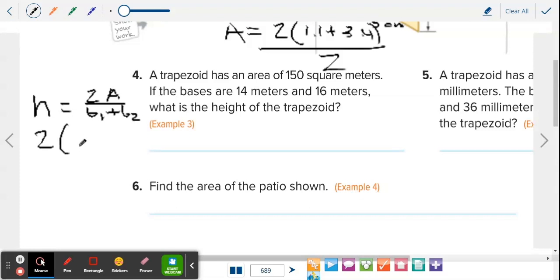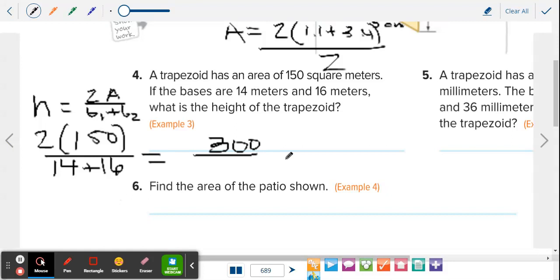So what is the area of this trapezoid? 150. What's base 1? And base 2. So you're going to do 2 times 150, which is what? 300. And then what's 14 plus 16? So then you're going to do 300 divided by 30. So 10 meters. Guys, it's not square because you're just finding the height now. So they give you a totally different formula for height.